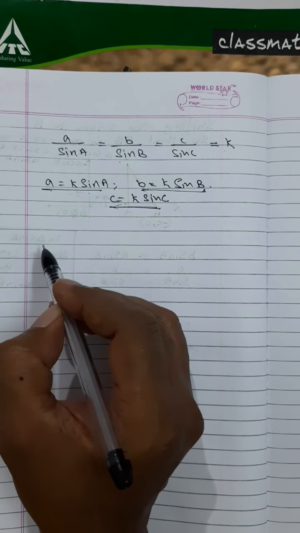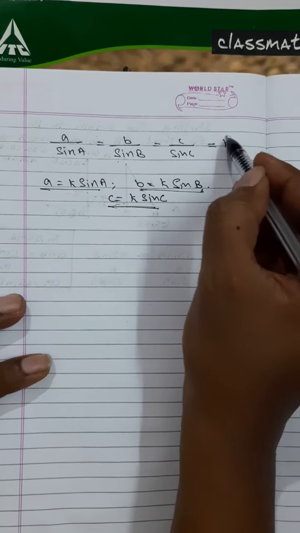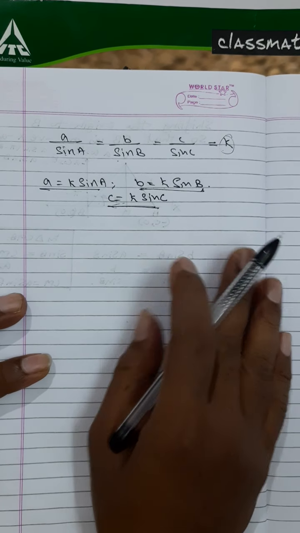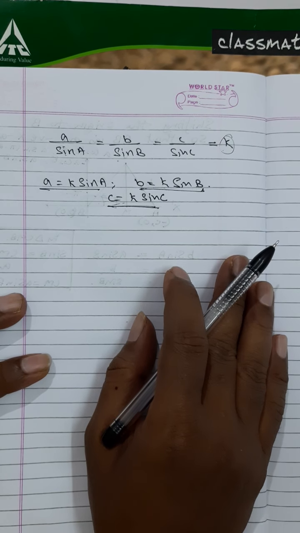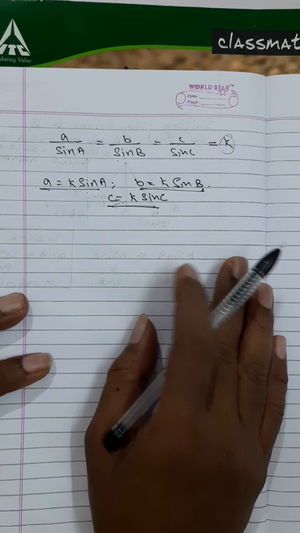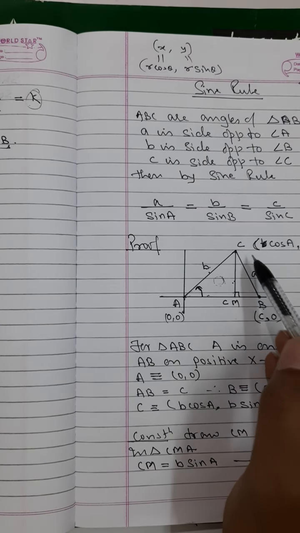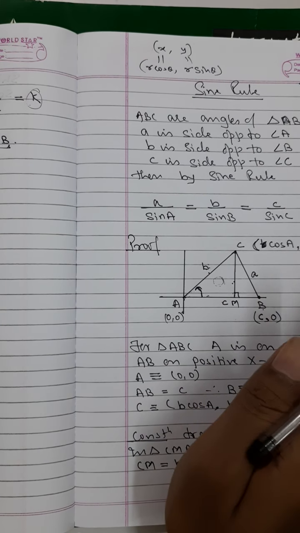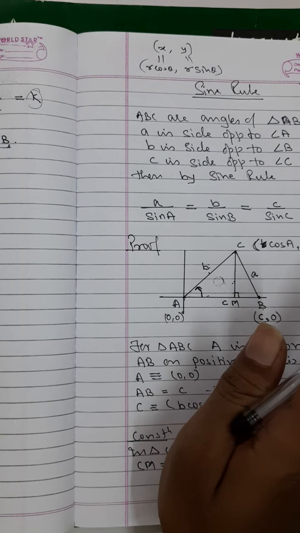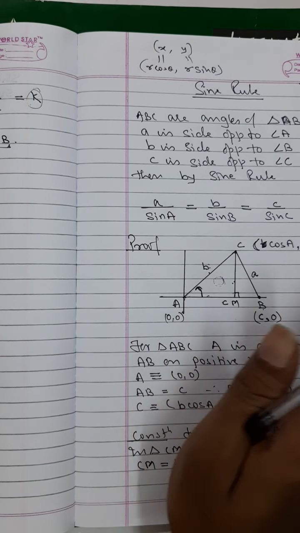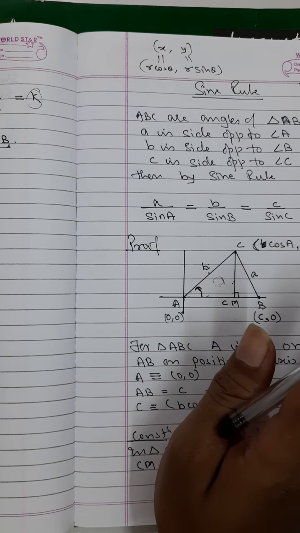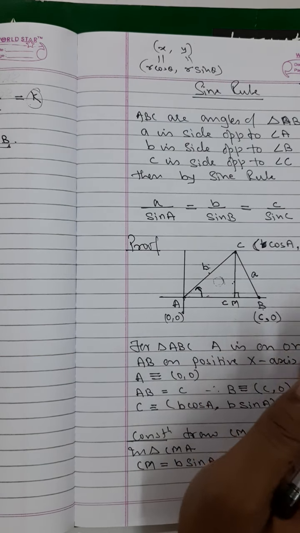One more very important thing is that you will never find this k as negative. Never will this k be a negative sign, because, my dear students, first of all, A, B and C are the lengths of the sides. Because they are the lengths of the sides, they will never be negative. They are going to be positive always.